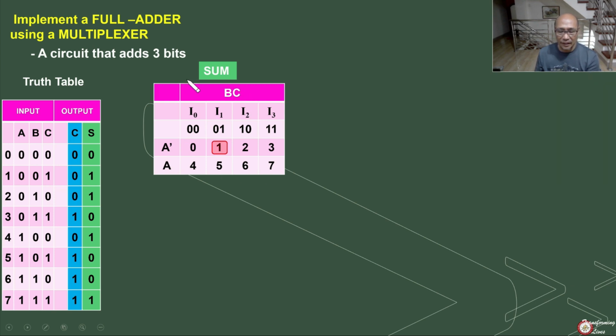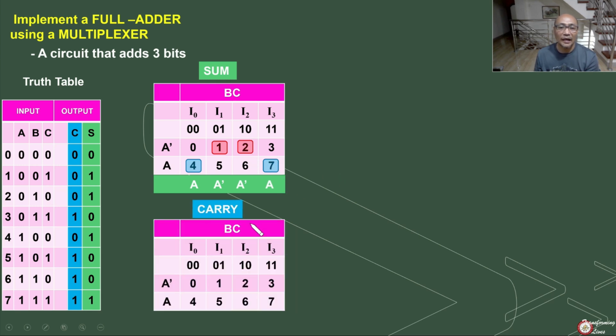Let's try now to derive the equation for our sum. Our sum will be at 1, 2, 4, and 7. Therefore, our equation will be A prime, then another A prime, and this one is A.